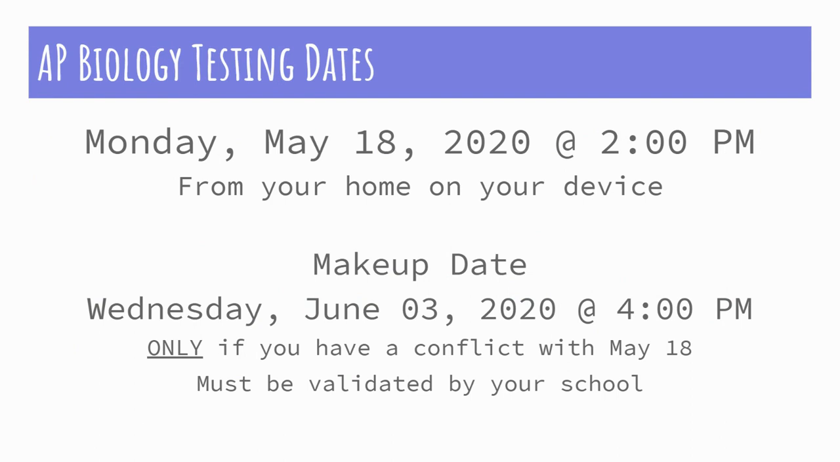Okay, so Monday, May 18th at 2 p.m. is the normal date, and then if you cannot make it, there's a makeup date on Wednesday, June 3rd, at 4 p.m. This is only if you have a conflict with the May 18th date, and you also have to have that validated by your school. So if you cannot take this exam on May 18th, you need to contact the school, and they need to validate your reason. Okay.